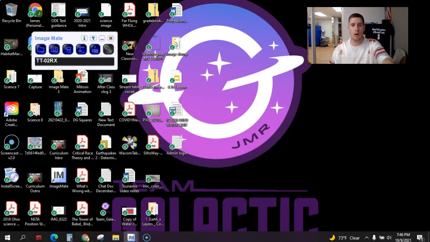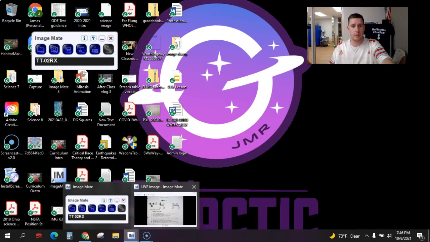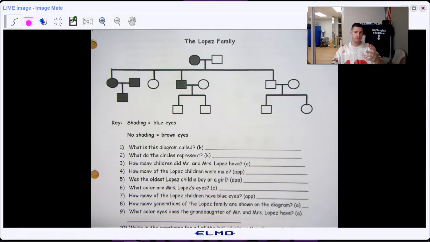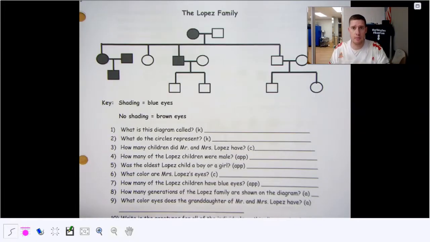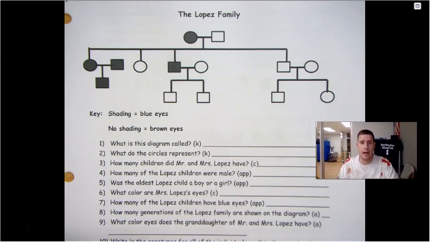As a part of our learning, we have this packet called the Lopez Family packet, and this will teach us how to use a pedigree. For you to get the most out of this, you're going to need to have your packet with you. This here is the pedigree, and I'm going to teach you some of the rules on what these symbols mean and who all these shapes are as we move through the questions.